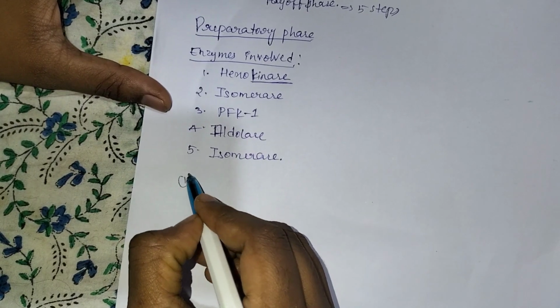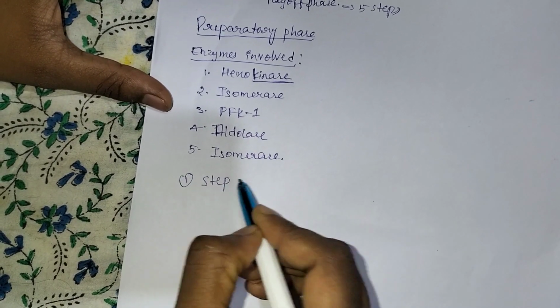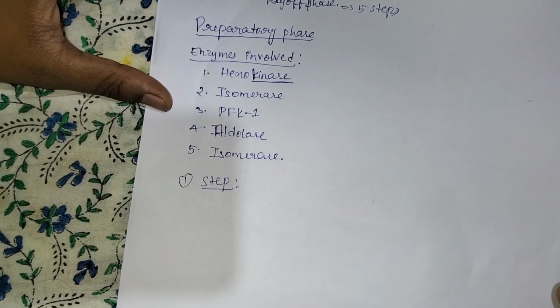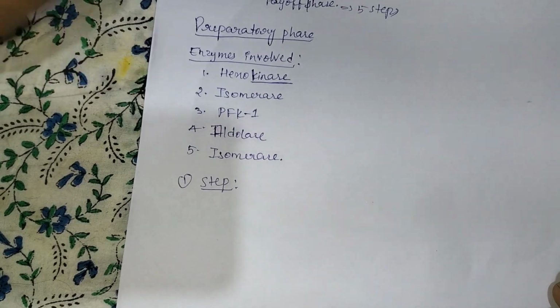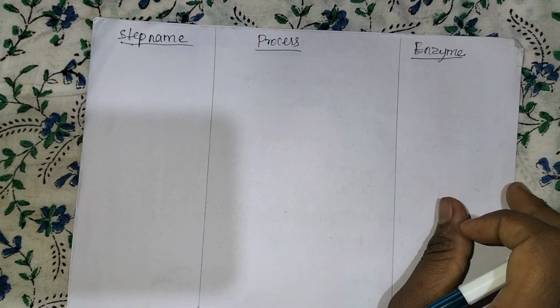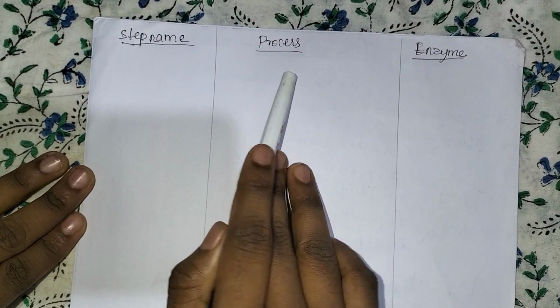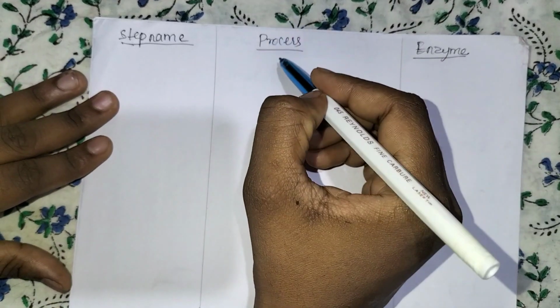So first step, what happens in the first step? See, I'll make a proper diagram. Just give me a minute. Guys, you can find here I made 3 columns: step name, process, enzyme. So I'll first go with the process.